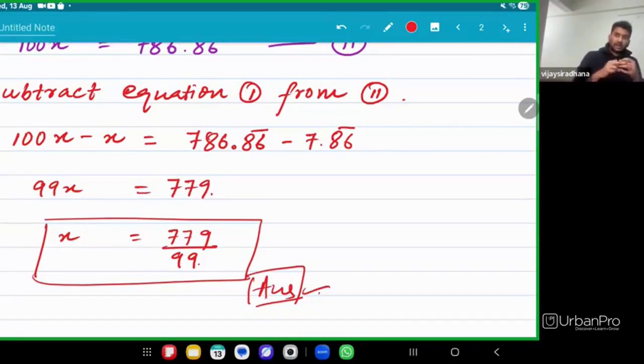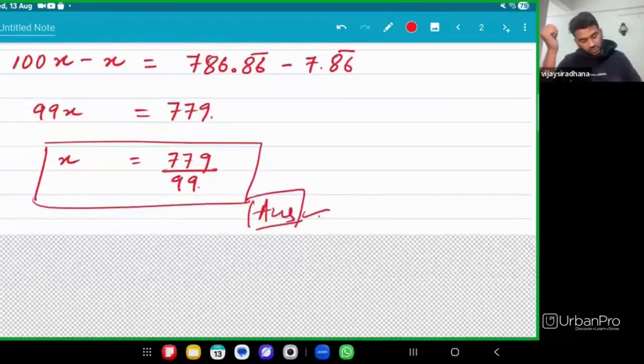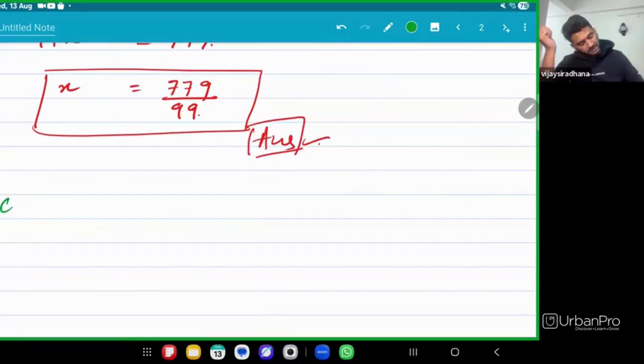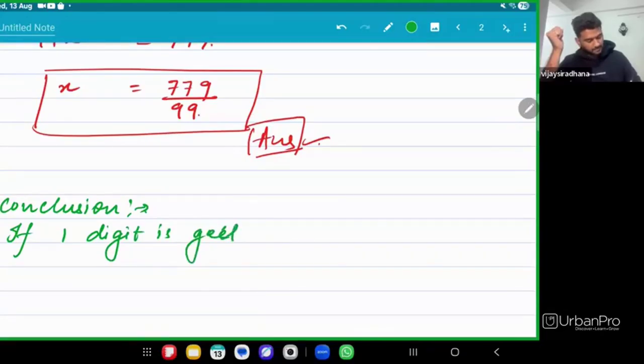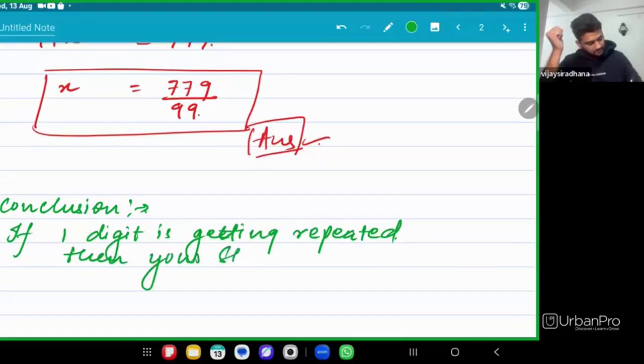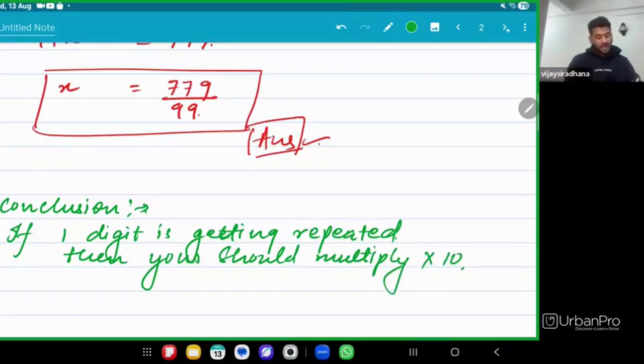Now what if 3 digits or 4 digits are getting repeated? You should solve it accordingly. In conclusion, if one digit is getting repeated, you should multiply by 10. If it's 2 digits, you should multiply by 100. 3 digits, you should multiply by 1000, and so on.